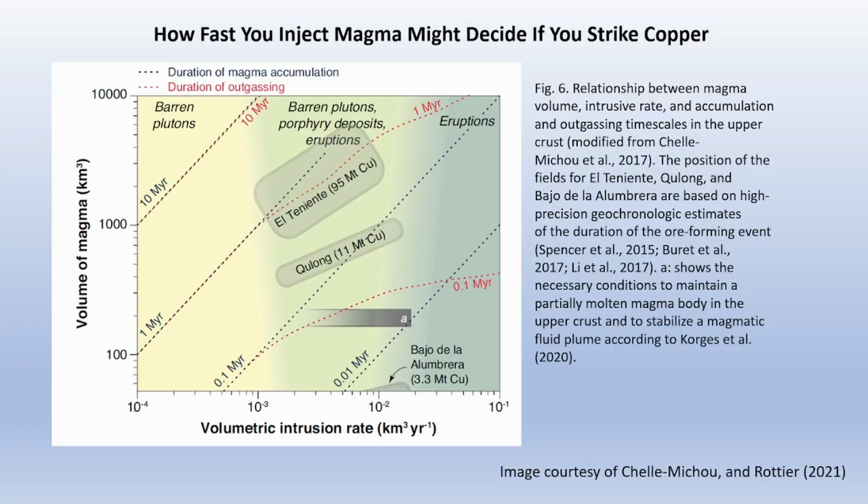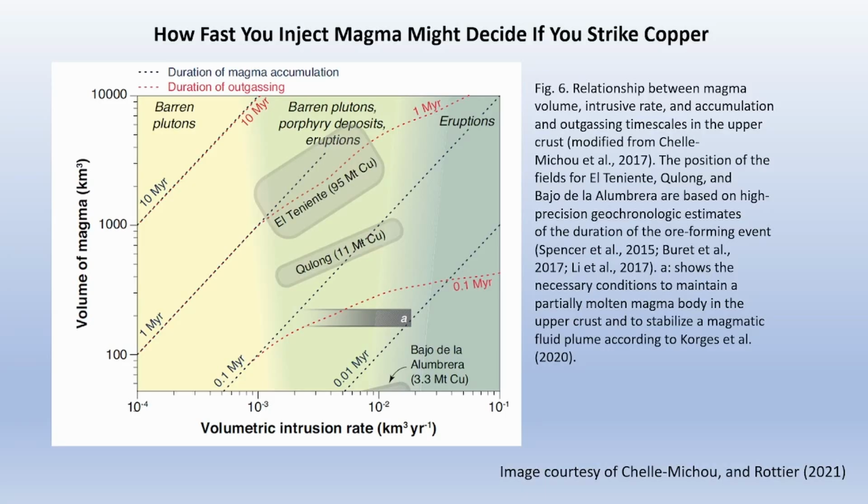But in the middle, that's the sweet spot. Inject magma fast enough, but not explosively, and you maintain a partially molten magma chamber. That's where porphyry deposits like El Teniente, Kulung, and Bajo de la Lumbrera formed. These giants were born in this stable zone of moderate intrusion rates and sustained heat, enough to mobilize fluids, but not trigger immediate eruptions.